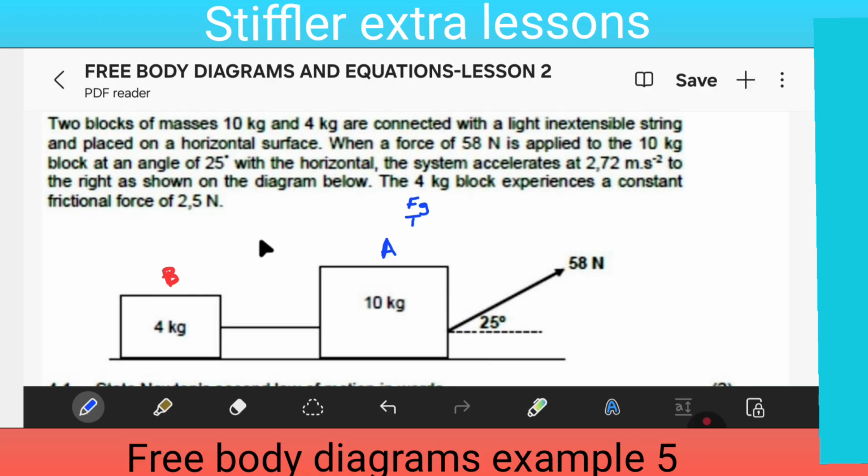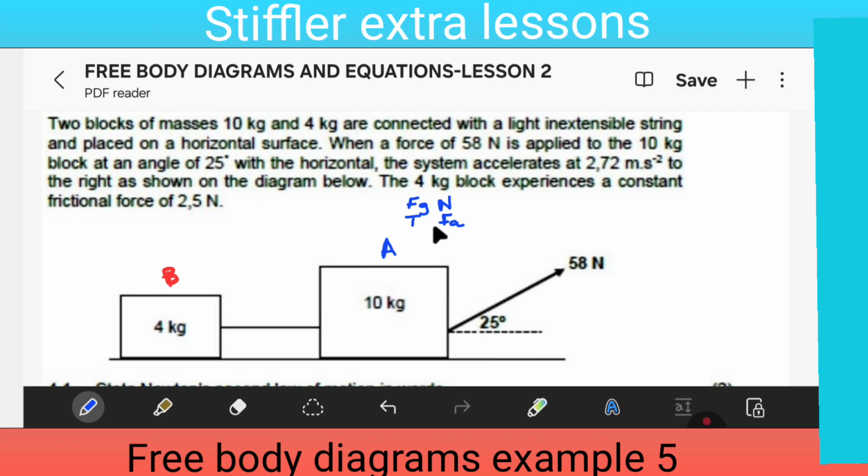and placed on a horizontal surface. Once something is on a surface, we know that it is having the normal force as well. So this we have normal force. When a force of 58 newtons is applied to the 10 kg block at an angle of 25 degrees with the horizontal, also here we know that there's the force that is being applied but at an angle. The system accelerates at 2.72 meters per square second to the right as shown in the diagram.